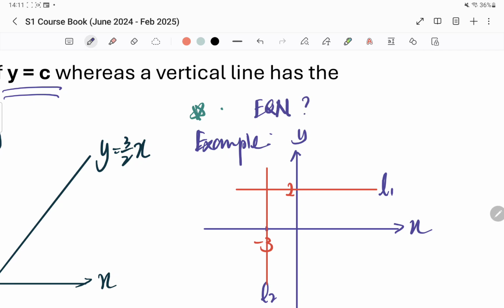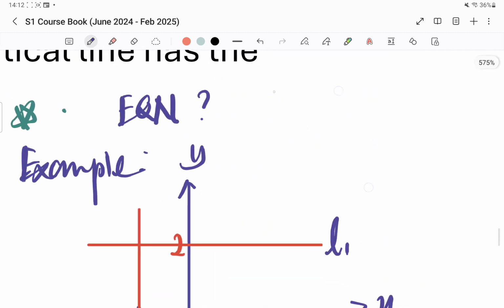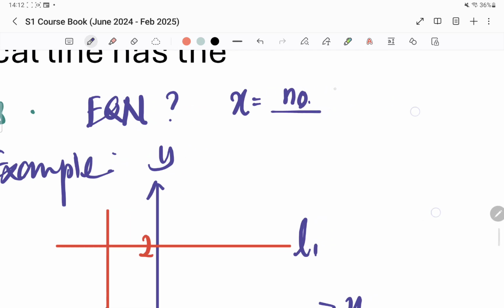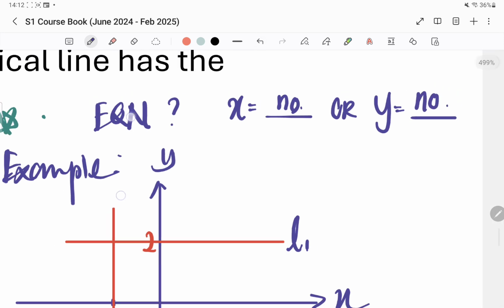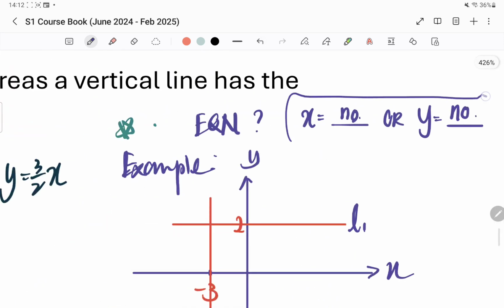So you always need to remember, if today you are given a horizontal and a vertical line, it is always x equals to a number or y equals to a number. There's no other variable inside. This is the standard format already.